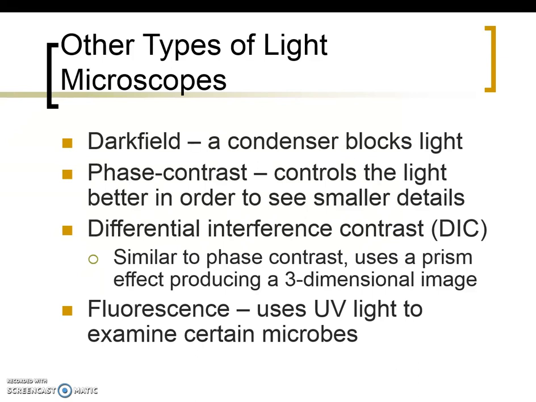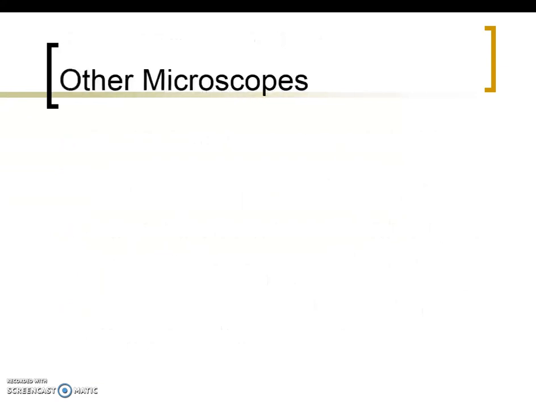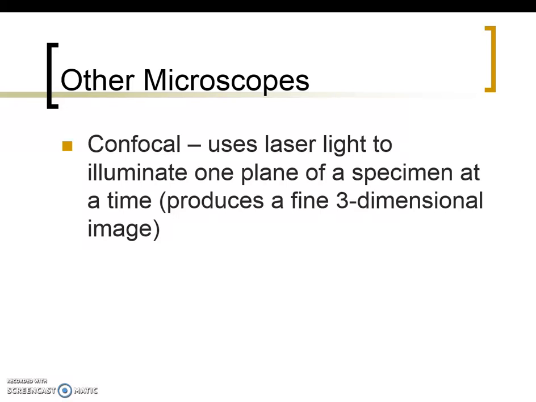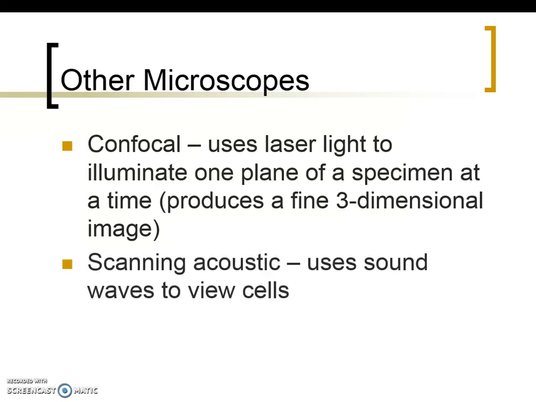Fluorescence microscope uses UV light to examine certain microbes. Another one is called a confocal microscope, which uses laser light to illuminate one plane of a specimen at a time, which produces an even better three-dimensional image. And a scanning acoustic microscope uses sound waves to view cells. So the sound waves will actually bounce off the object, and then you can see the object that way.